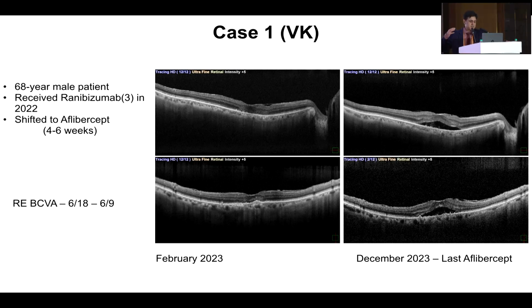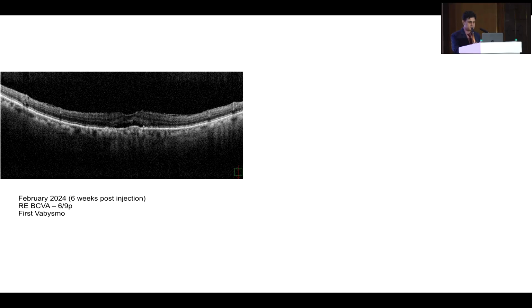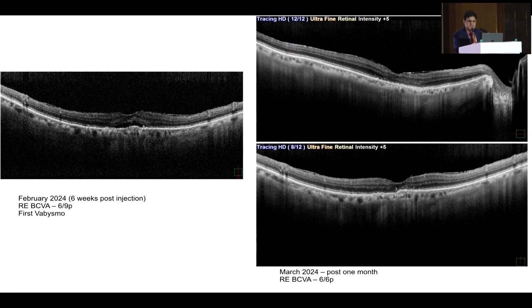So after receiving multiple aflibercept injections, in December 2023, when he presented to me, I gave him an aflibercept injection because there was this fluid. In January, there was some amount of fluid still present, and the vision was also 6/9 parts. And at this time, faricimab had come. We were waiting for that drug. I gave him a Vabysmo injection, and after a single injection there was complete drying, which was expected, which was also there with aflibercept, but there was a recurrence at 6 weeks.